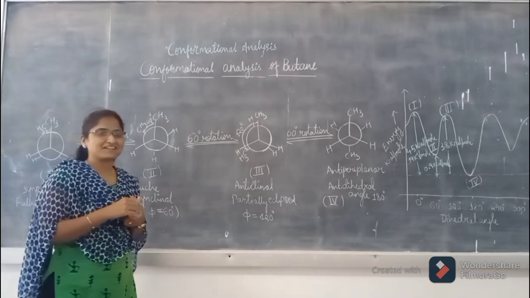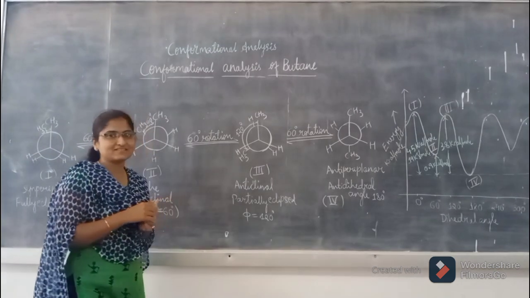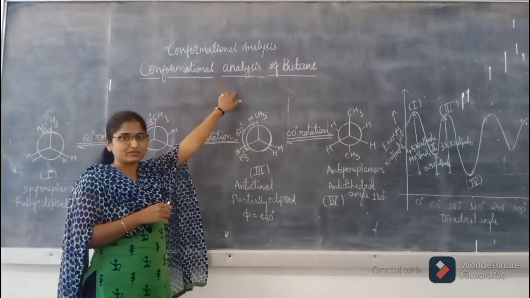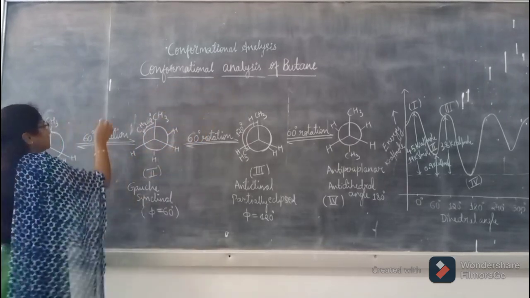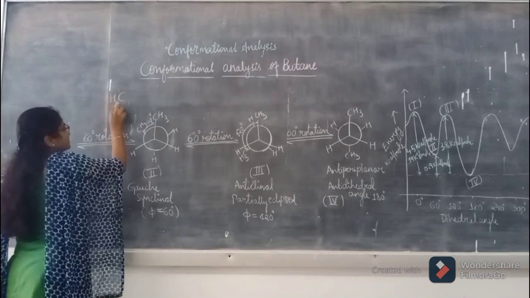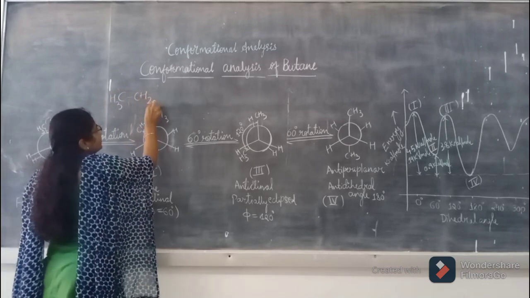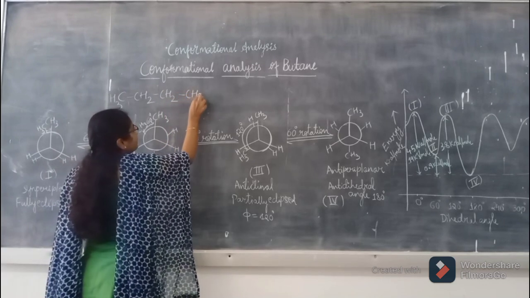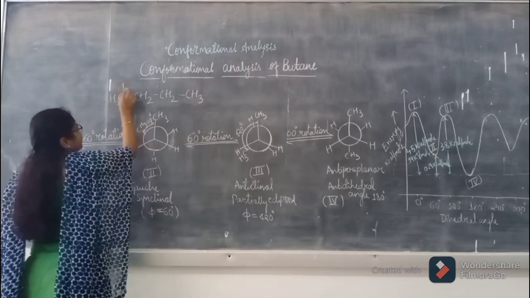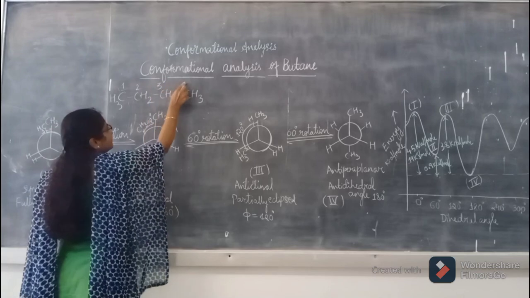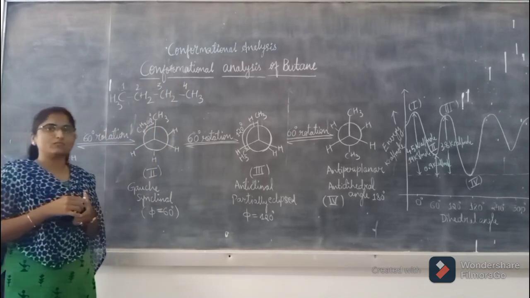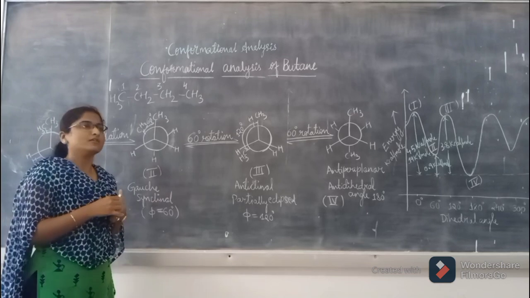The next conformational analysis is for butane, that is, the conformational analysis of butane. You know that the formula for butane is CH3, CH2, CH2, CH3. You have 4 carbon atoms, that is, first, second, third and fourth carbon atom. For this molecule you have to write the Newman projections.